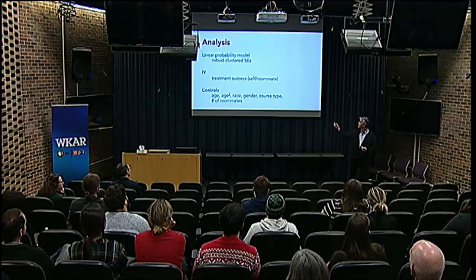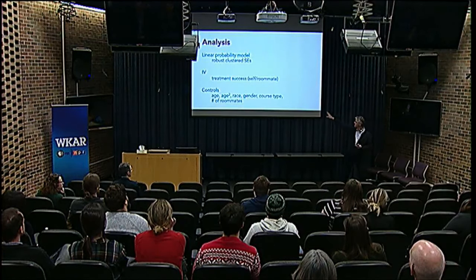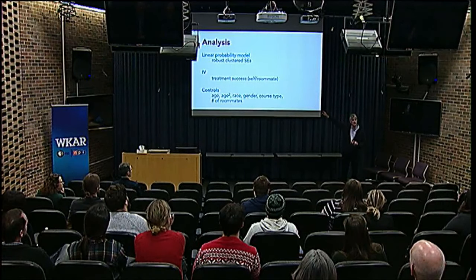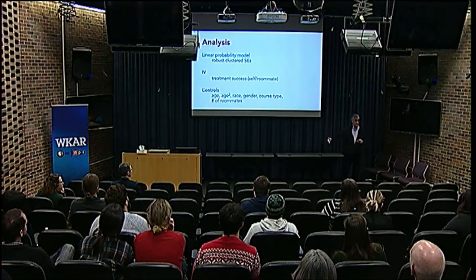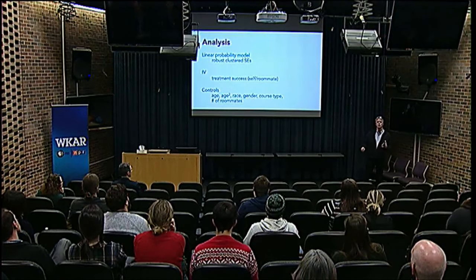So the independent variable is whether your class was successfully treated. Later on, we're going to look at the roommates and see if you had a roommate that was successfully treated. We ran the models with and without controls: age squared, some race variables, gender, and course type. Some of the sections were honors sections, and we might expect those students to be more likely to turn out to vote, so we controlled for that. Also for the roommate analysis, we controlled for the number of roommates.